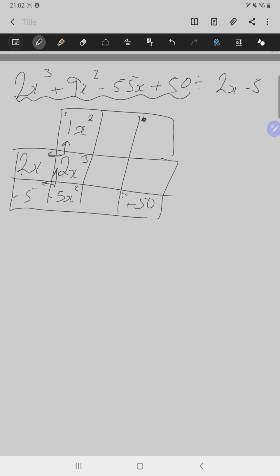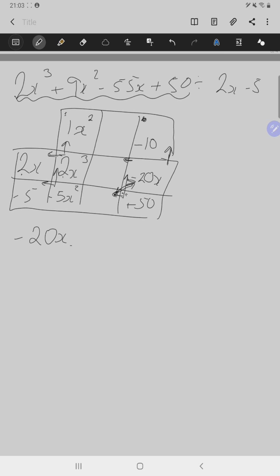To get this box here, we need to see what do we multiply by minus 5 to give us plus 50. So 5 into 50 goes 10 times, and minus by minus will give us a plus. So it's a minus 10. To get this box here, we multiply the vertical and horizontal boxes. So minus 10 multiplied by 2x is minus 20x. So now let's look at our diagonal boxes. So let's focus on our x's.